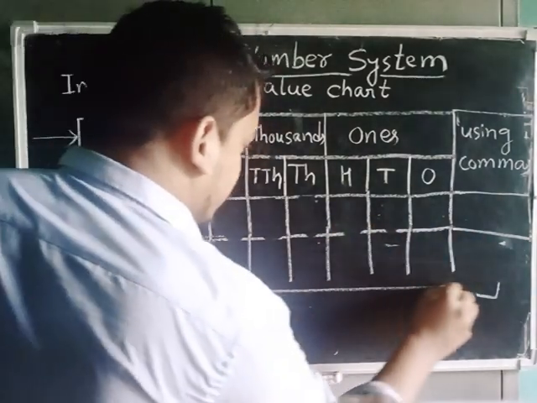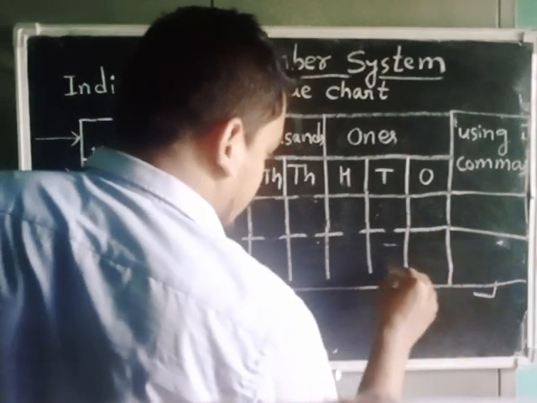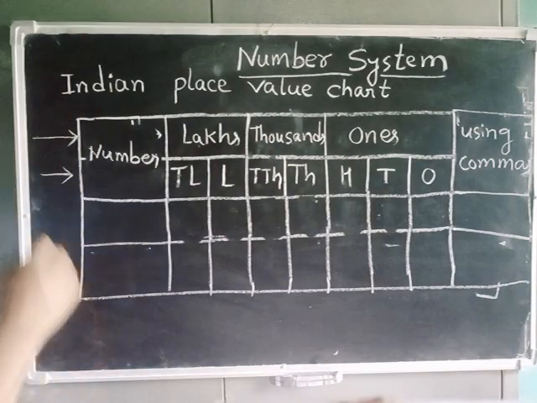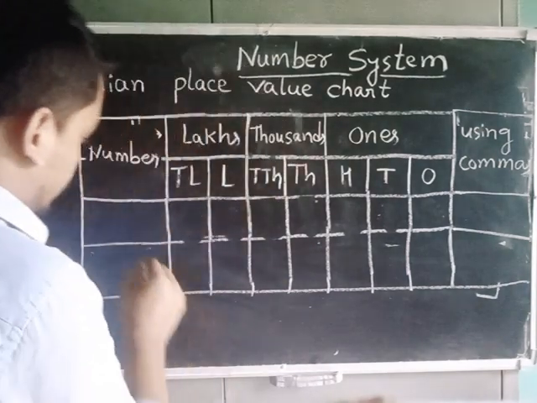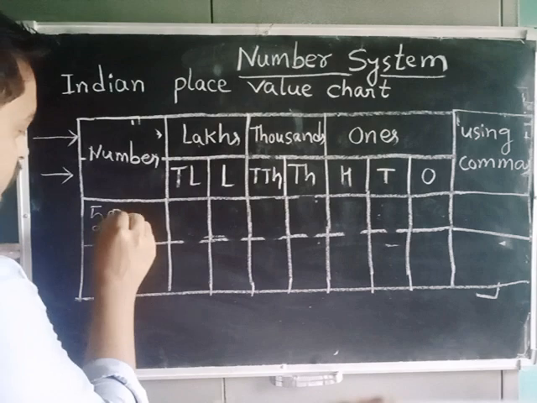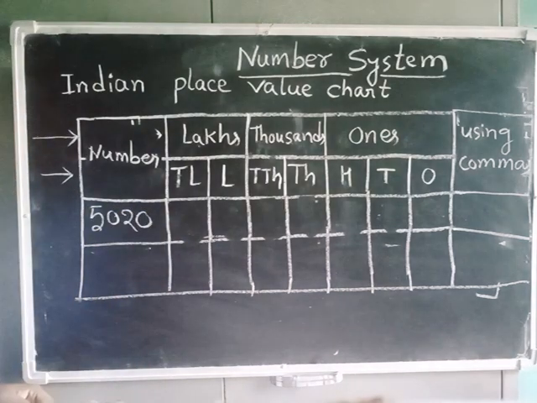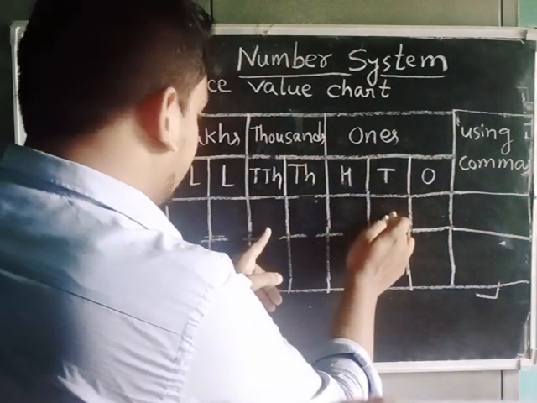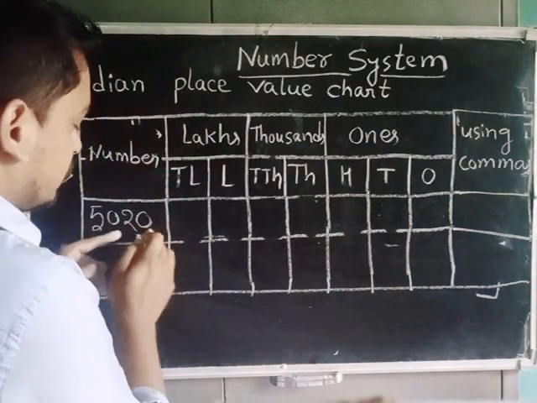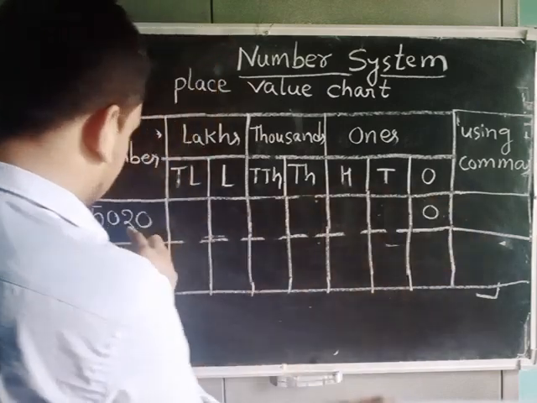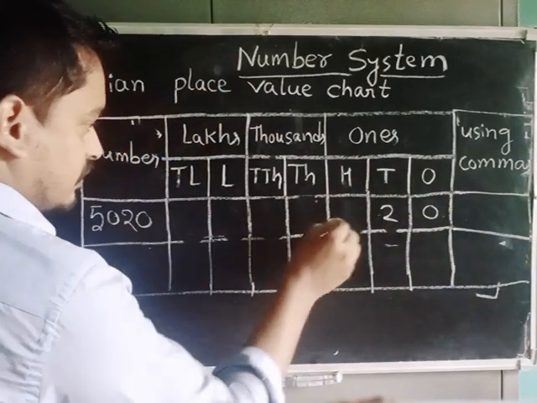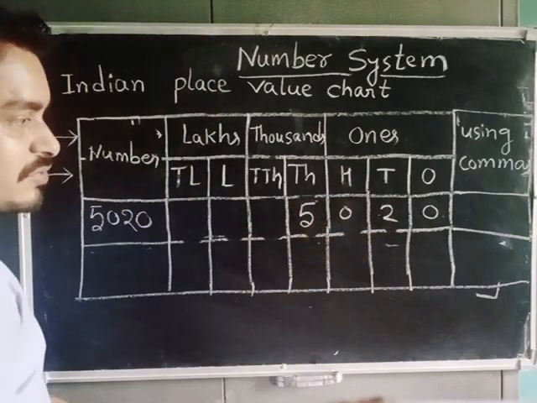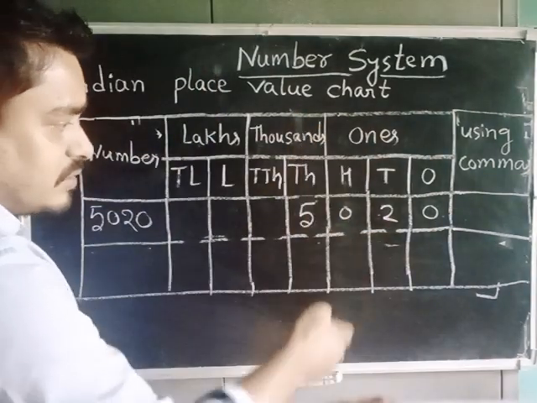I am showing you only two numbers here. Okay, so what is the first number? You see 5020. So if you write 5020 here, then you have to write this one in this place value chart. You see 5020. So from the last you have to write 0, then after 2, then after 0, then after 5. Okay, so this number we have already written in place value chart.